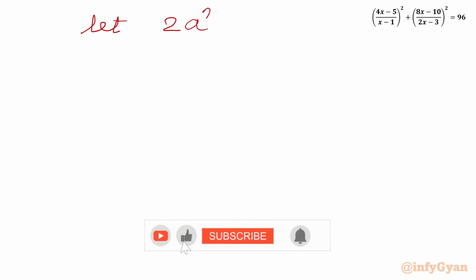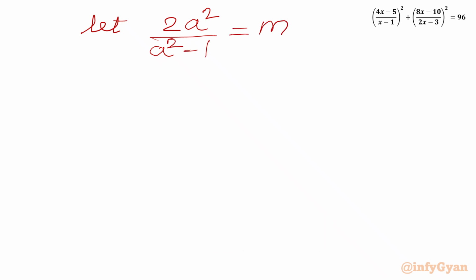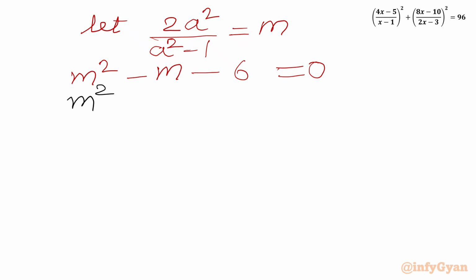Let 2a square over a square minus 1 equal to m. So our equation will become m square minus m minus 6 equal to 0. Now we have to solve this quadratic equation. So I can see the factors of 6 as 2 times 3. So I can split minus m as minus 3m plus 2m. Then we have minus 6 equal to 0.